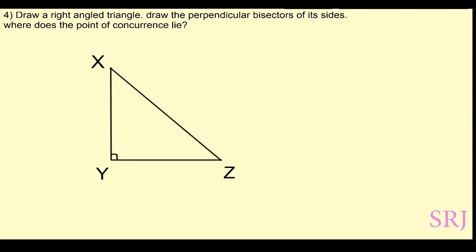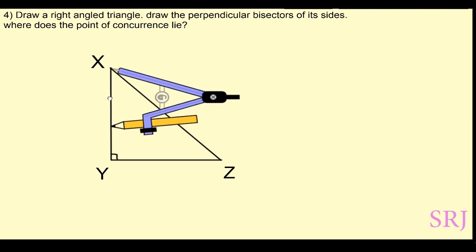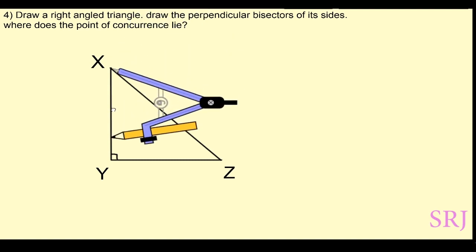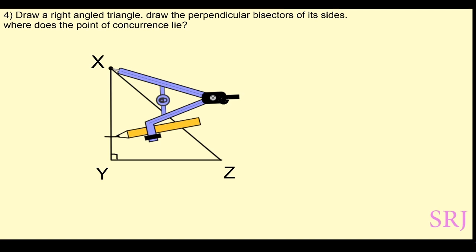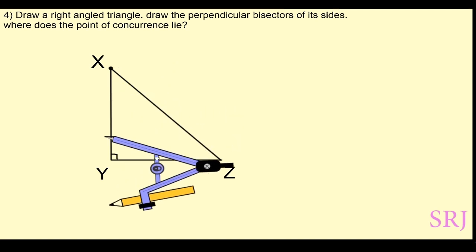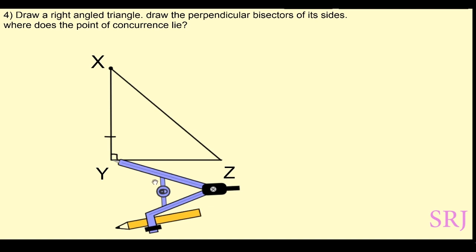After that, in order to draw a perpendicular bisector, we need a compass. Place the steel head of the compass on point X and set the compass to a radius of more than half of length XY. Then draw an arc on line XY. Shift the compass steel head to point Y with the same radius and draw another arc on line XY.